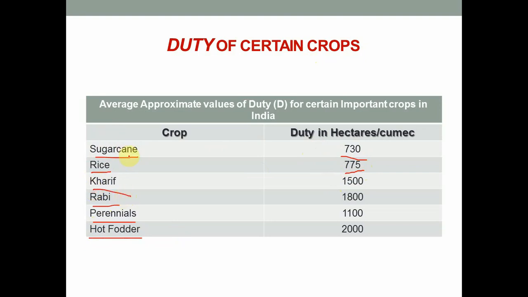Now duty of sugarcane and rice is very less because a larger amount of discharge of water is required for the maturity of sugarcane and rice crops. Hence, the duty will naturally decrease in the case of sugarcane and rice. Now, in the case of perennial and hot fodder, less amount of water is required for irrigation. That means less discharge is required, and as less discharge is required, the duty will be more. I hope you have understood the connection between duty and discharge.